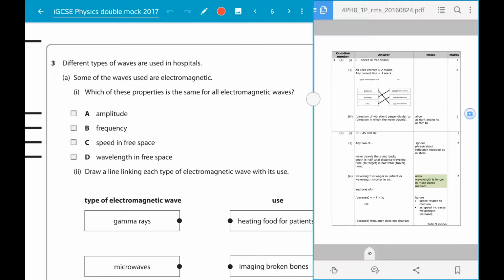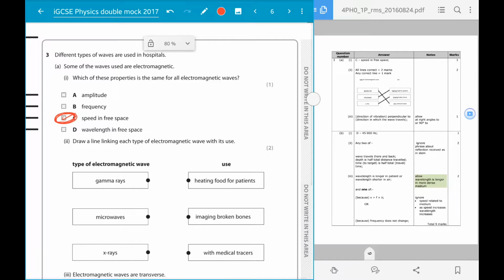Question 3. So this question is all about waves. Which of these properties are the same for all electromagnetic waves? The speed in free space is always the speed of light. Okay, they all travel at the speed of light. Everything else can change. So draw a line linking these types of electromagnetic radiation with its uses.